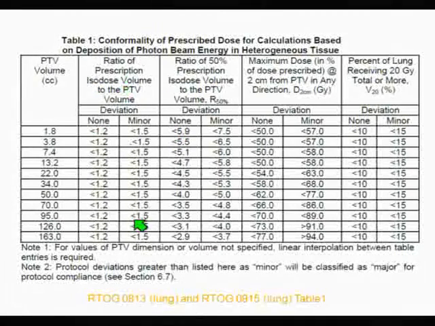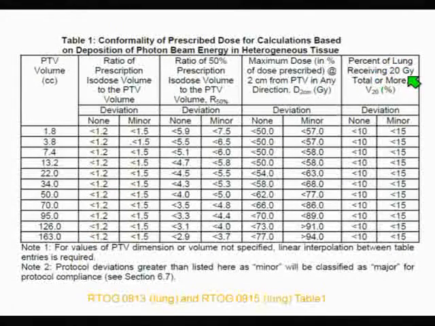So there are a couple of important items here. Depending on your PTV volume, the ratio of prescription isodose volume to the PTV, usually defined as the conformity index, should be less than 1.2. The ratio of 50% of prescription isodose volume to the PTV volume, that's R50, should be, depending on your volume size, less than these numbers. And the maximum dose in percentage of dose prescribed at 2 cm from the PTV in any direction, called D2cm, should be under this number if you don't have any violation. So depending on your volume, these are the requirements.